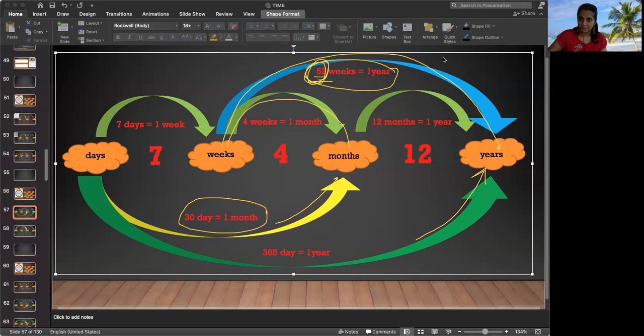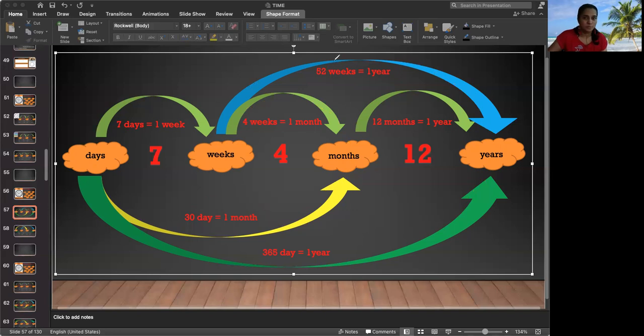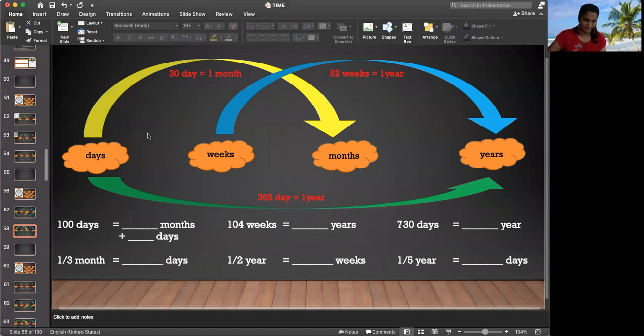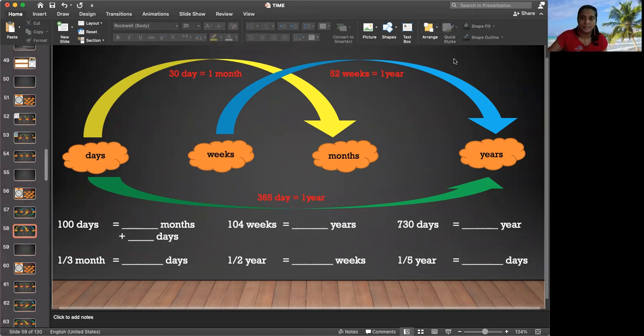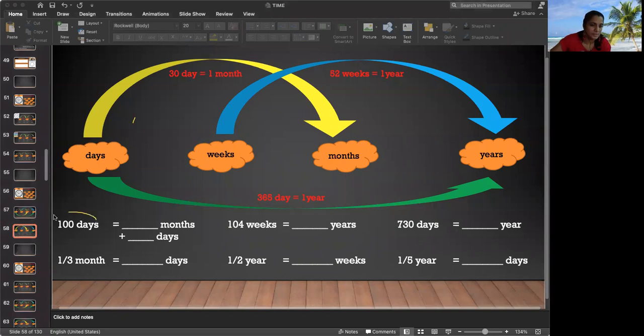Now, from this understanding, we can start to do our conversions. So let's move on to the next slide and see what our questions for today are. Over here, as you can see, I've taken out all the small bridges and I'm now concentrating on those large jumps. There are 3 conversions here that we have to do. The first one is from days to months. The question is: 100 days is equivalent to how many months and how many days?